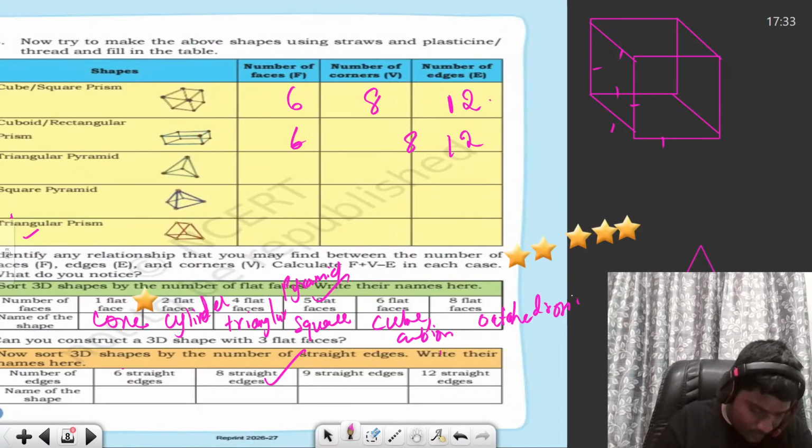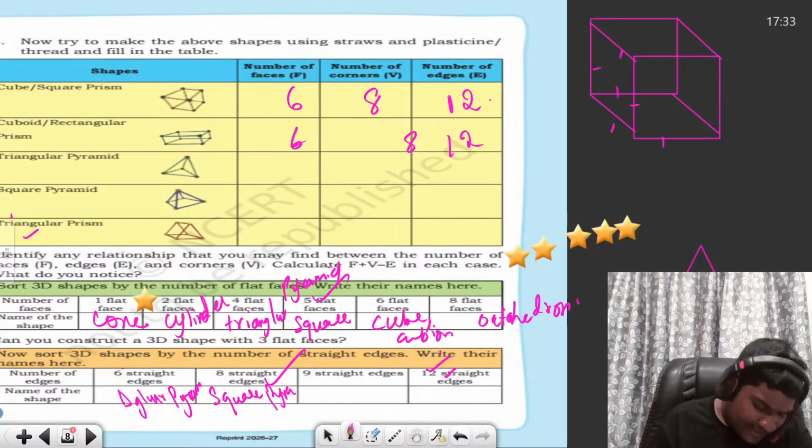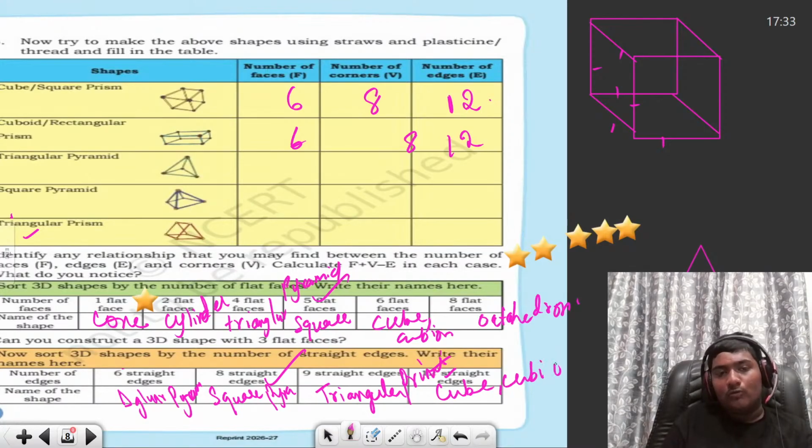So it will be the triangular pyramid, square pyramid, and nine straight edges. Which will have nine straight edges, children? Triangular prism. 12 straight edges, which is nothing but the cube or cuboid.